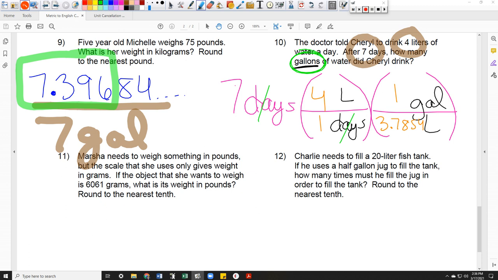I'm going to have to look and see what you did. If you just write a bunch of numbers down with no units and I can't follow your math, I'm not going to give you credit. But if I can follow your procedure, I can follow your process, you'll get credit. Again, I want to see something organized.